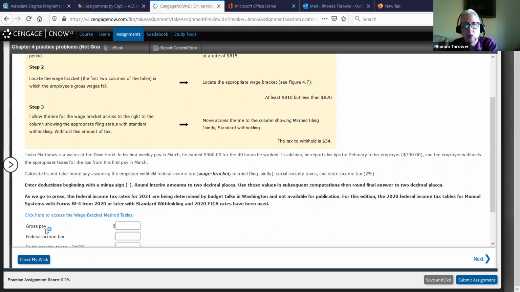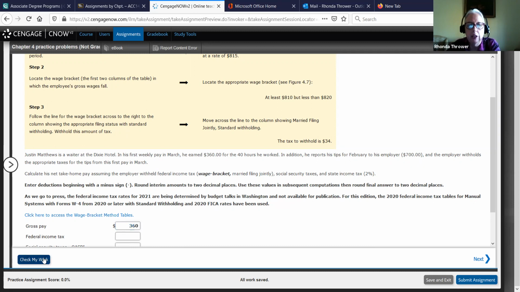The first thing that they wanted you to answer is the gross pay. So what we're going to do is just pick up the total earnings that your company paid him. Your company pays $360. Now, it is true that this employee got tips, but they got tips from someone else. So for their gross pay, we just need to enter in $360, which was his earned wages for this particular week.